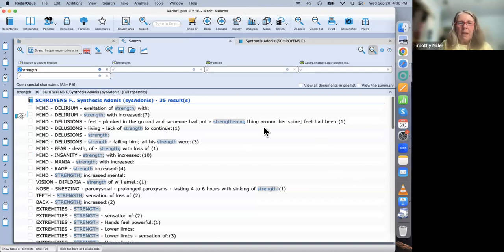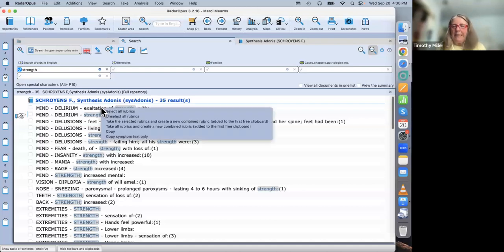Now, this is a new thing. If you right click on any one of these, it gives you some really cool options. And I have been known to do this recently. I can take all rubrics. You see, this is the fourth item on the list. All I did is I right clicked and it says take all rubrics and create a new combined rubric added to the first free clipboard. All right. My first free clipboard is this one over here, clipboard 4.